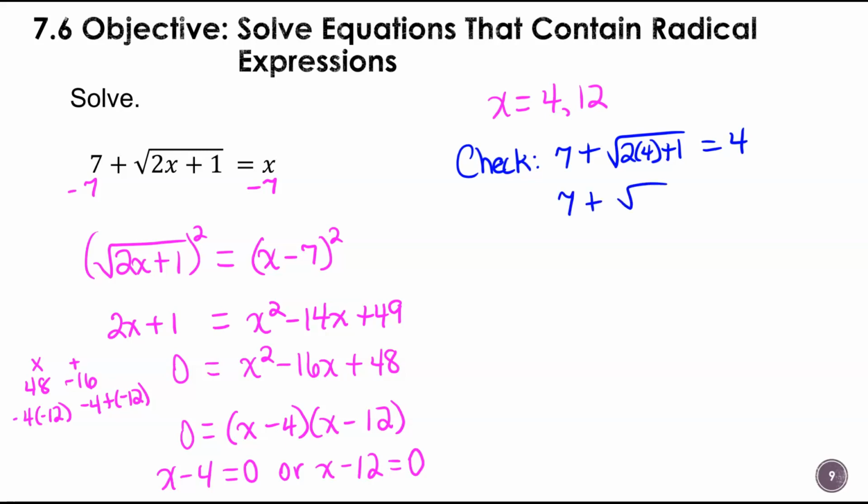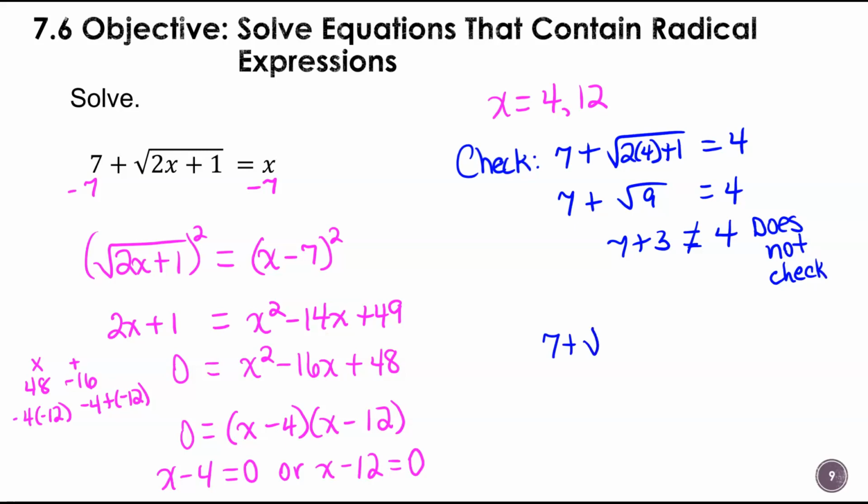And that's the square root of 9. So we have 7 plus 3 equals 4, and you can see that that is false, right? That does not check. And then, whoops, might want to put a C in there. And then we're going to check the 12.